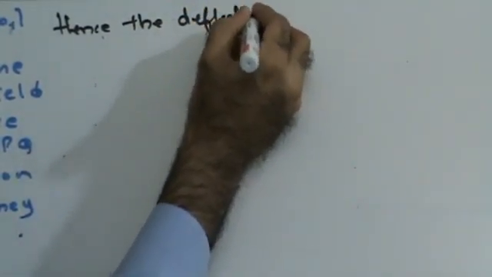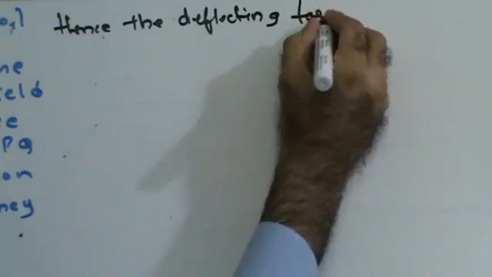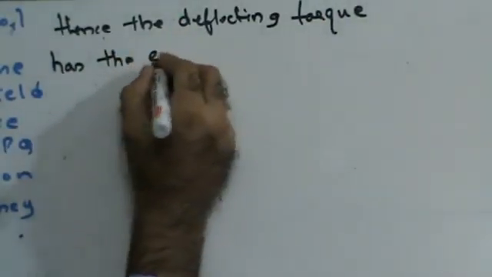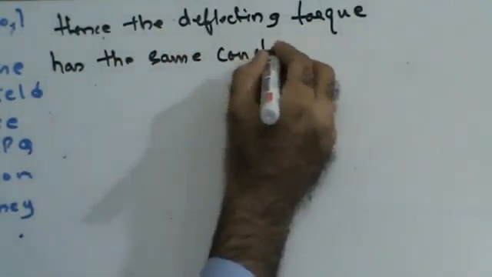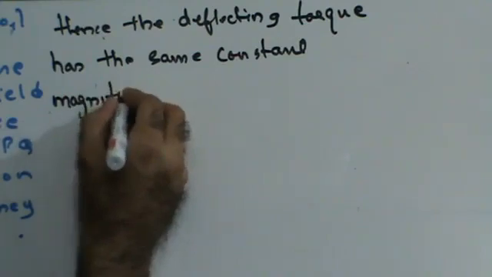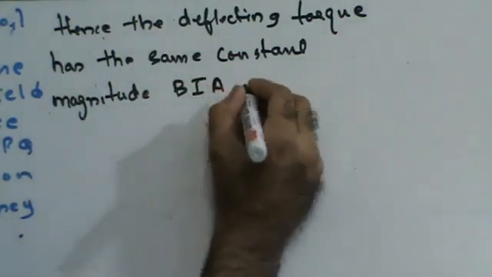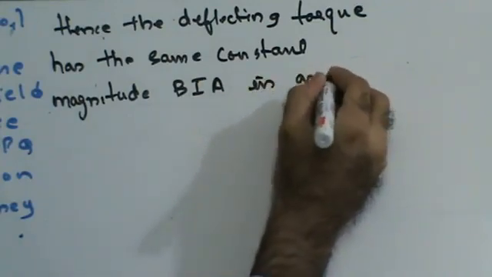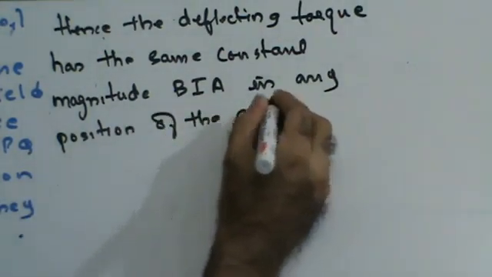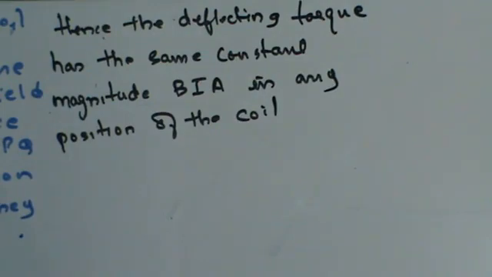So I can say that hence the deflecting torque has the same constant magnitude BIA in any position of the coil, because in all the positions, the coil is always going to be parallel to that radial magnetic field, right?